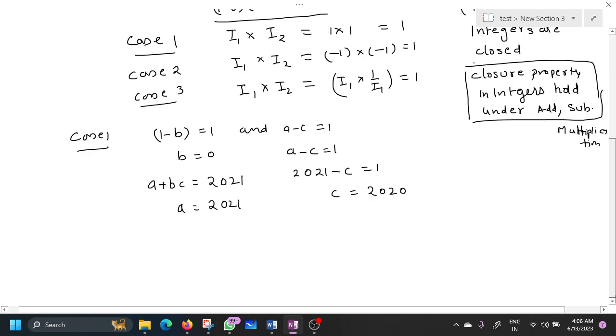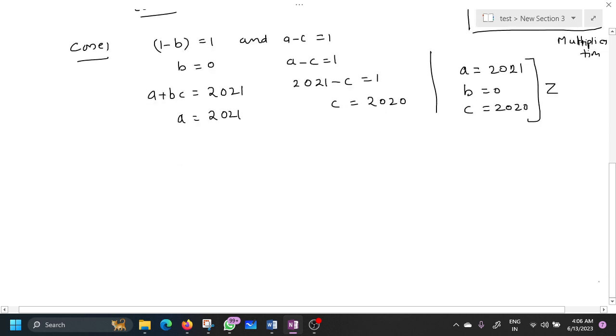So one set of solution from case 1 is a is equal to 2021, b is equal to 0 and c is equal to 2020, and all three numbers are integers, so it's a valid solution. Now let's talk about case 2.